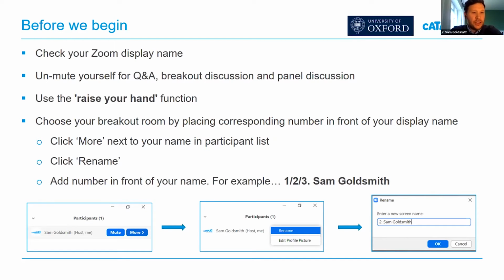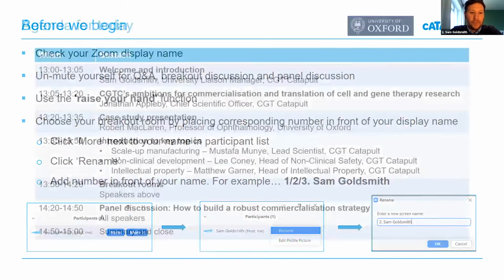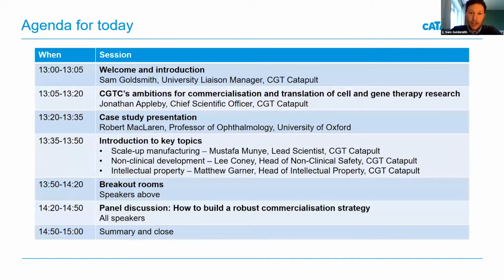So this is the agenda for this afternoon. Introduction by myself. We're going to have then a talk from the Catapult CSO. That will be followed by a case study from Professor Robert McLaren. We'll then have a series of topic introductions by our breakout speakers. They're going to be about 5 minutes each, and they'll allow you to select which room you want to go into. We'll have a short comfort break, and then put everyone into their breakout rooms. And then after the breakout room, we'll have a panel discussion.